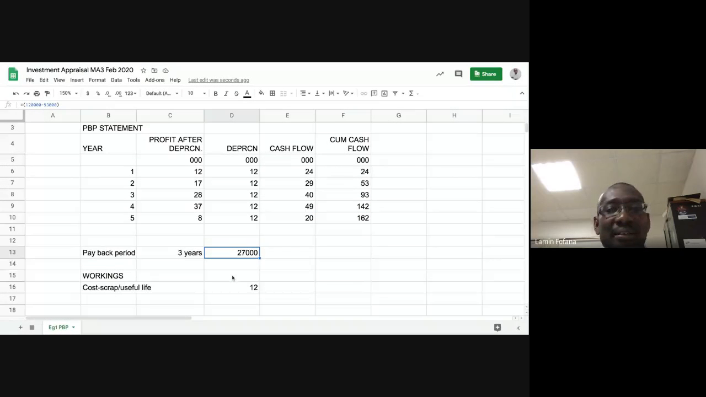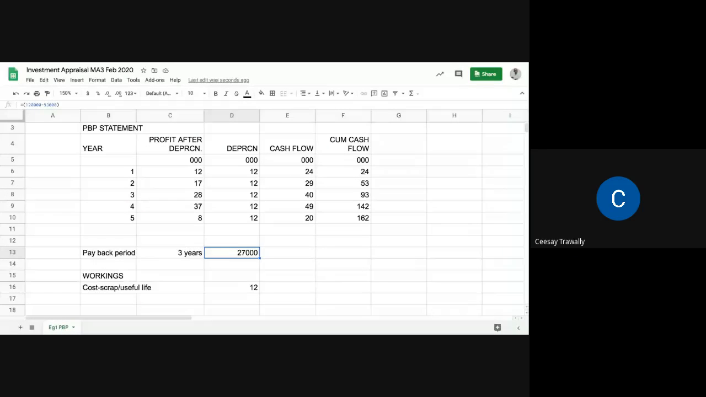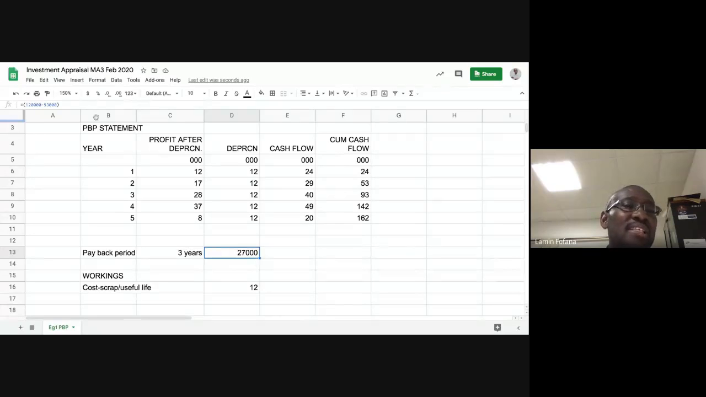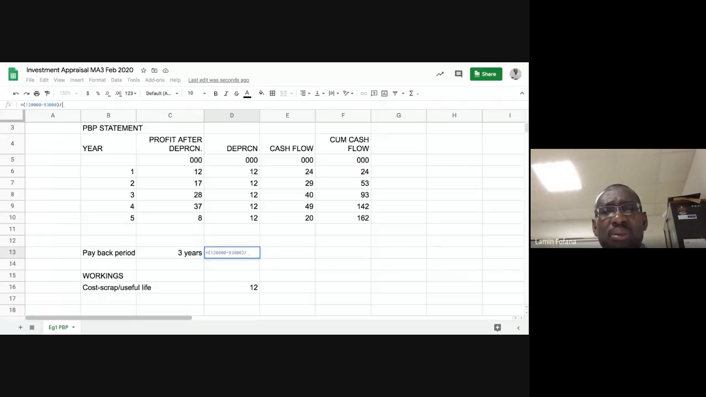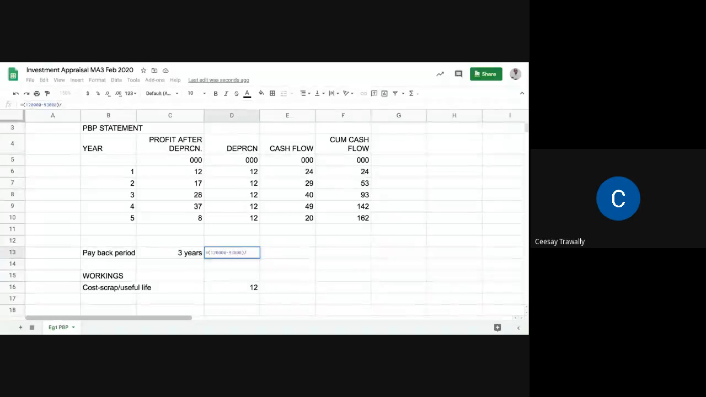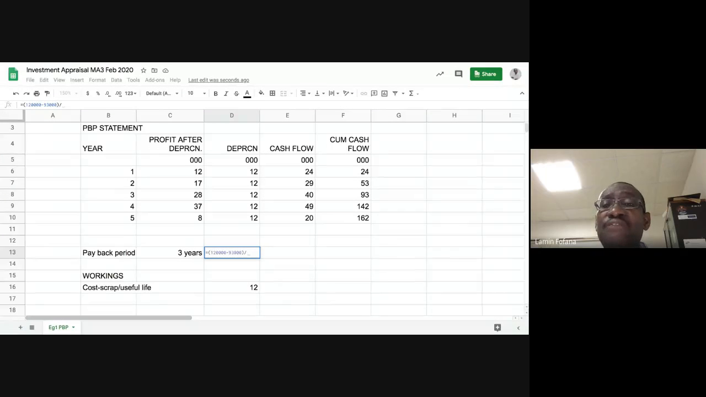Who said that? Was that Binta? It should be 3 years plus 7 months. So how do we calculate the 7 months? We say 120,000 minus 93,000. We divide all that by what? I hope you people are understanding me. 142,000? No, it's 142,000 we have to divide.